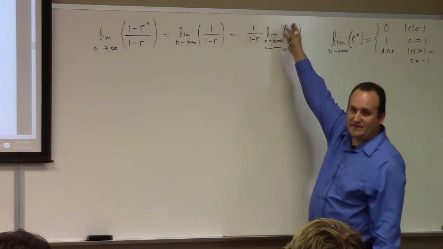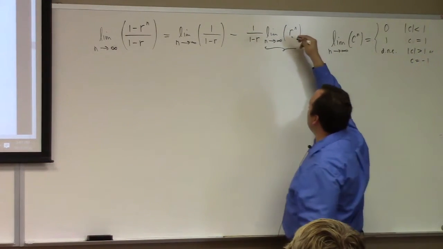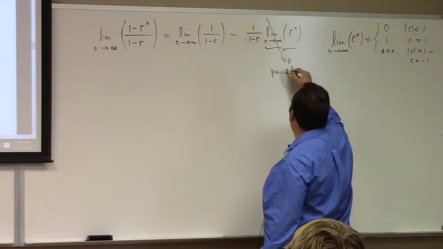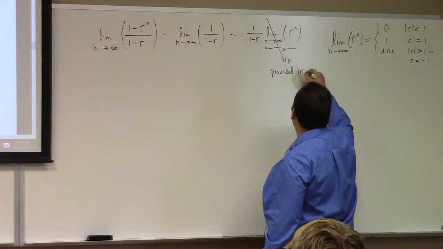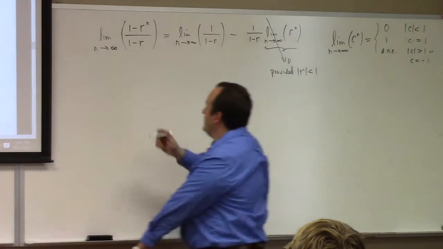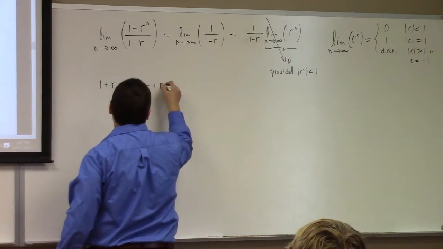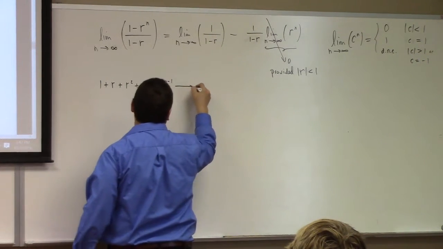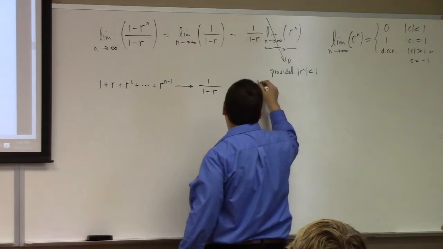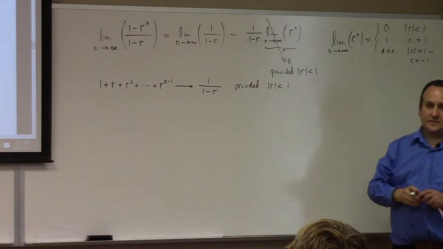Well, that's the same thing here, right? c is just r in this example. And so this goes to 0, provided what? The absolute value of r is less than 1. So what we have then is 1 plus r plus r squared plus up to r to the n minus 1 goes to 1 over 1 minus r, provided the absolute value of r is less than 1. And otherwise it diverges, right?